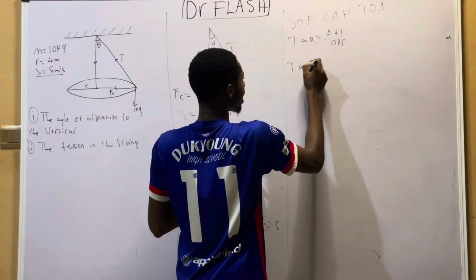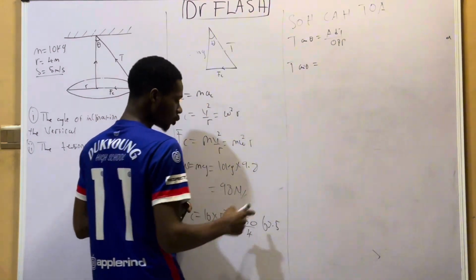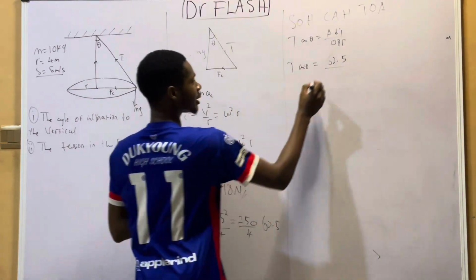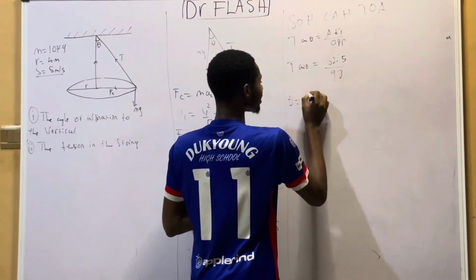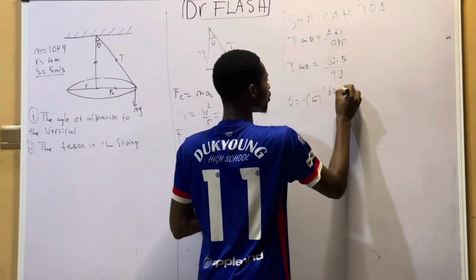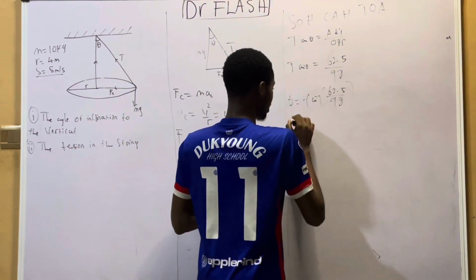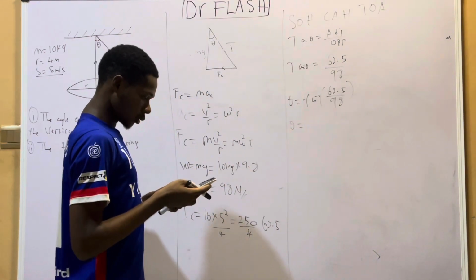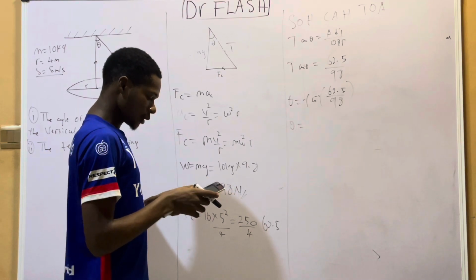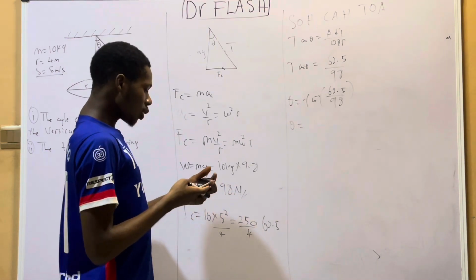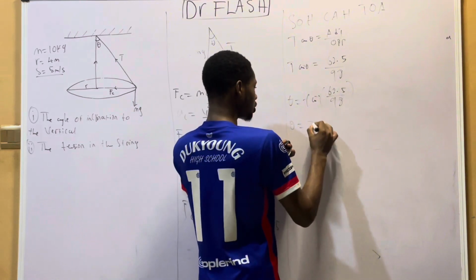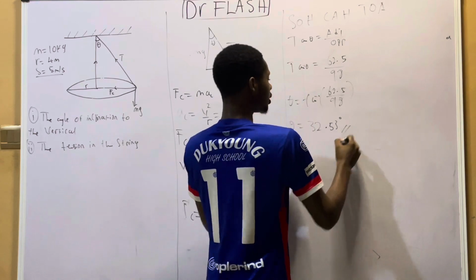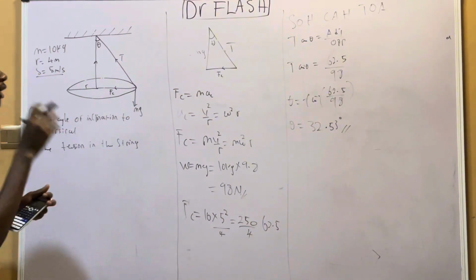So tan of theta will equal, what is our adjacent in this case? Fc, which is the width, 62.5, over our opposite, which gives us 98. So theta is the tan inverse of 62.5 divided by 98. Now when you work that out, what we obtain is that the angle of inclination is equal to 32.53 degrees, to 2 decimal places. So that is how we solve for the angle of inclination.